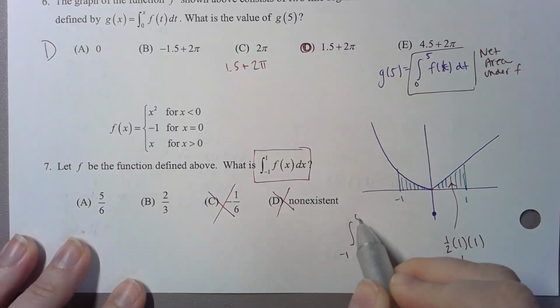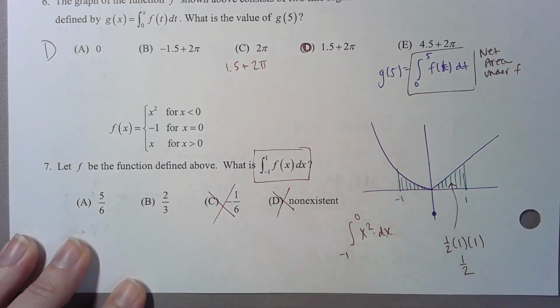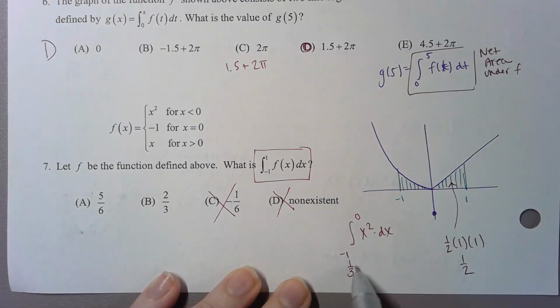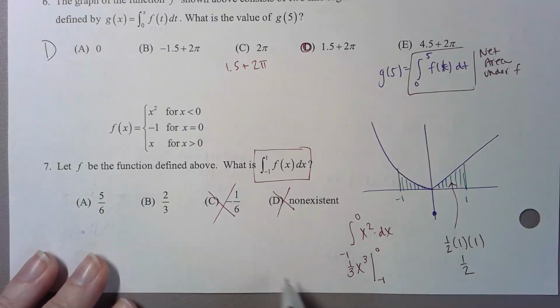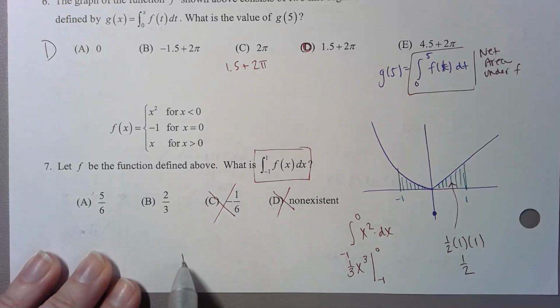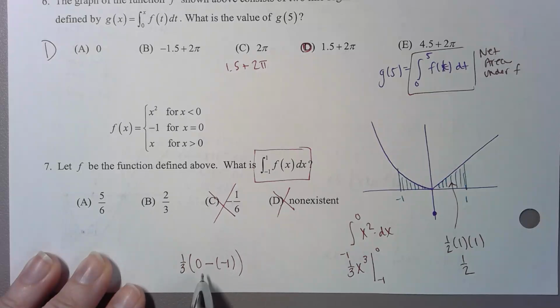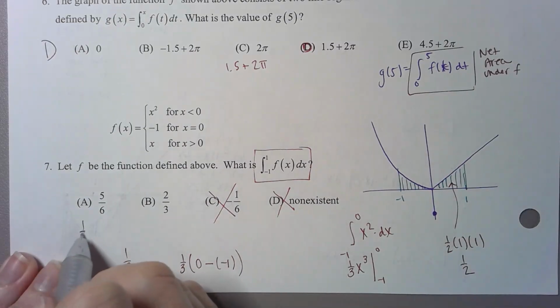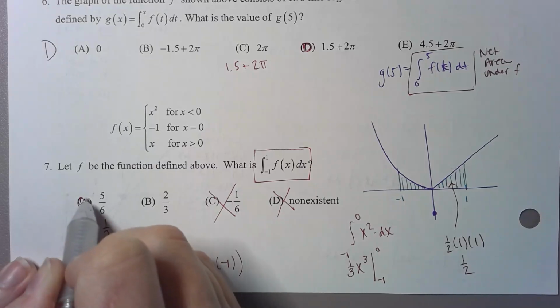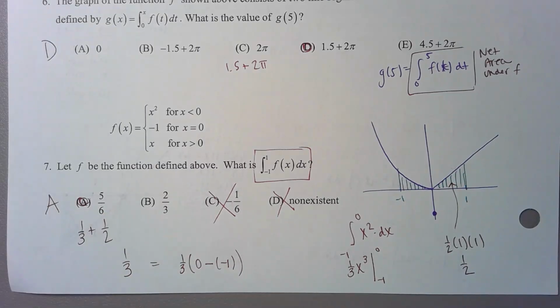We're going to integrate from -1 to 0, x squared dx. So I have my 1/3 x cubed. When I plug in a 0, sorry, I'm going backwards, that's poor form. I get 0 minus a -1. So 1/3 times 1. So 1/3 is this area, 1/2 is this area, so I want 1/3 plus 1/2, which is 5/6.